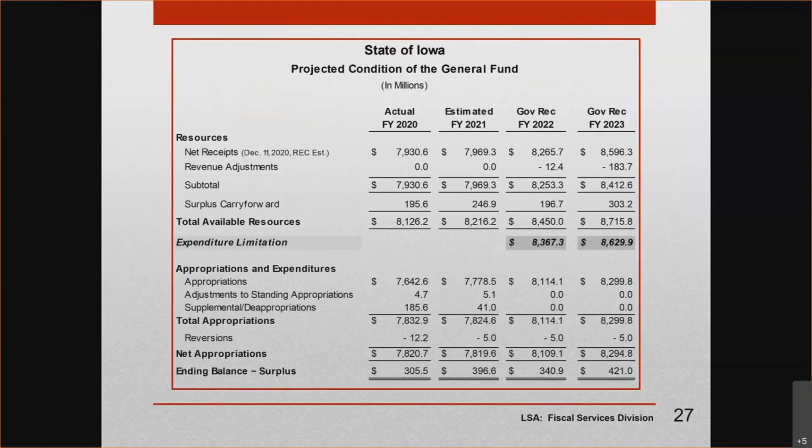Here's the governor's balance sheet. For fiscal 22, you can see her total resources available are $8.4 billion. Her expenditure limitation is $8.367 billion. When you subtract her recommended appropriations, she's ending with a surplus of $340.9 million in fiscal 22. And then her fiscal 23 budget has an estimated surplus of $421 million.